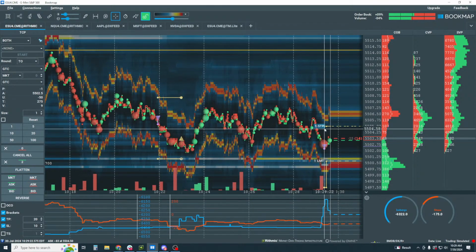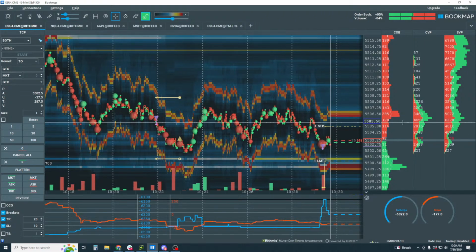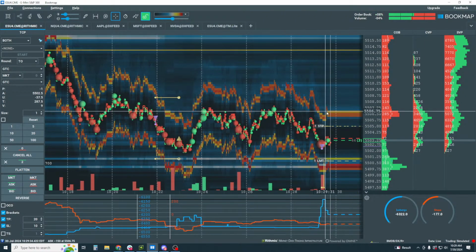That's right at the bottom of the range in here. I don't like doing that. I have a tendency to do that. Let's see if we can get it.